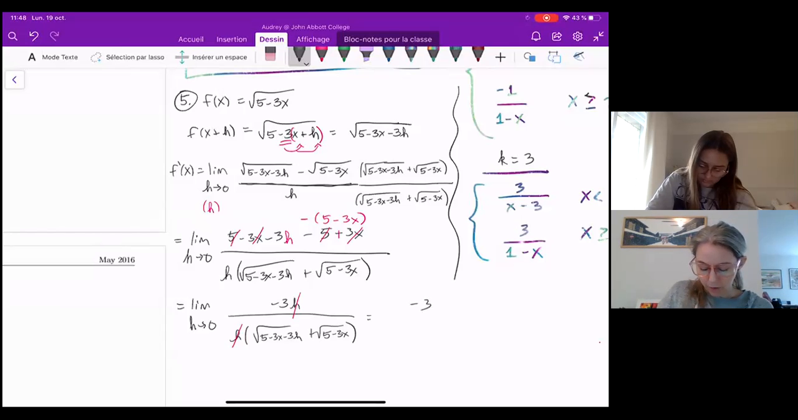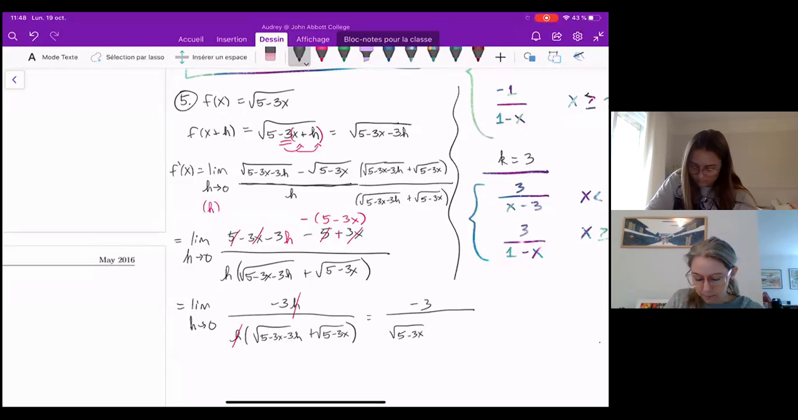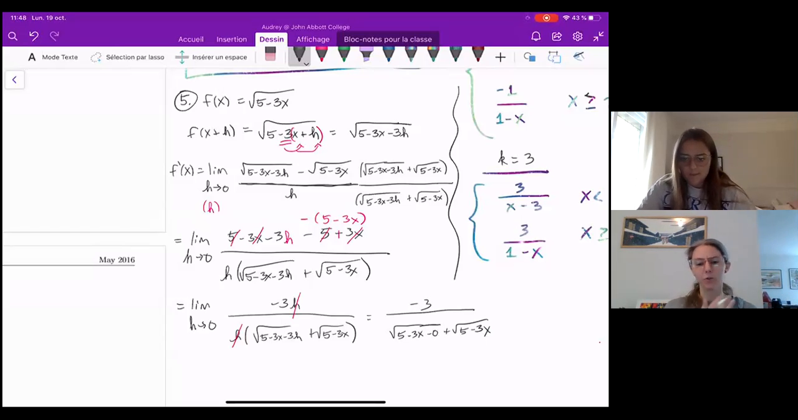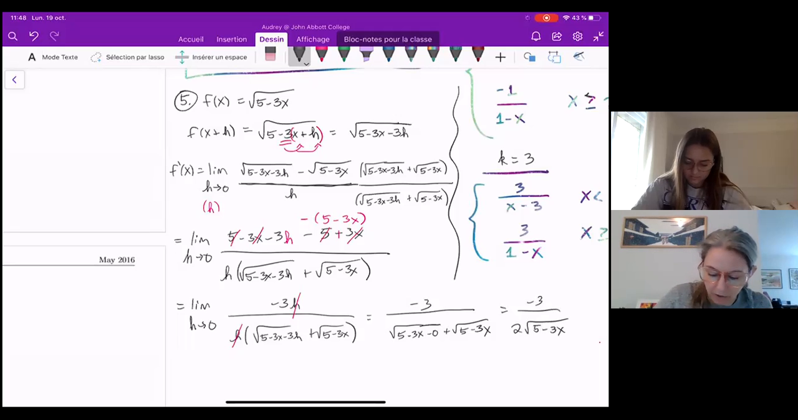And I get negative 3 over, now I'm plugging in, the square root of 5 minus 3x minus 0 plus the square root of 5 minus 3x. How do I add 2 square roots together? Does that just get rid of the square root? No. Square root of x plus square root of x is just 2 square root of x. So this is negative 3 over 2 times the square root of 5 minus 3x, and that's my final answer here.